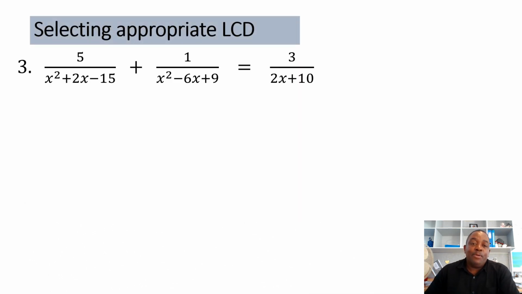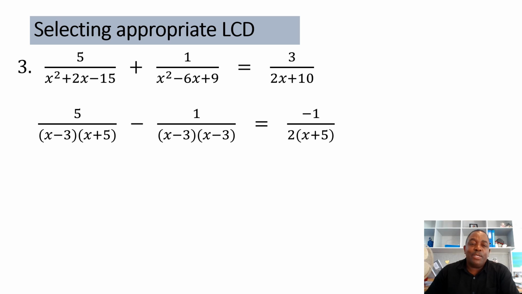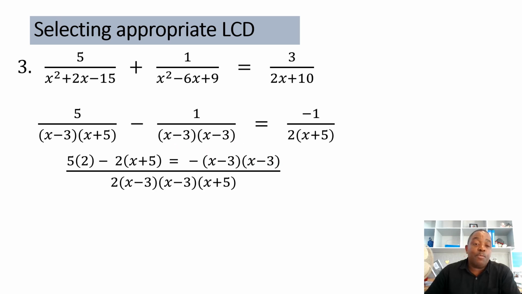Here's another one. I'm not going to really solve this one all the way, but I just wanted to show something that is interesting and unique about selecting your LCD. Notice after our factorization that there's a whole lot of expressions that are common, but more than anything, there's a fraction that has exact similar expression appearing twice that is also common. And when we select our LCD, look at what our LCD looks like. And how did we get there?